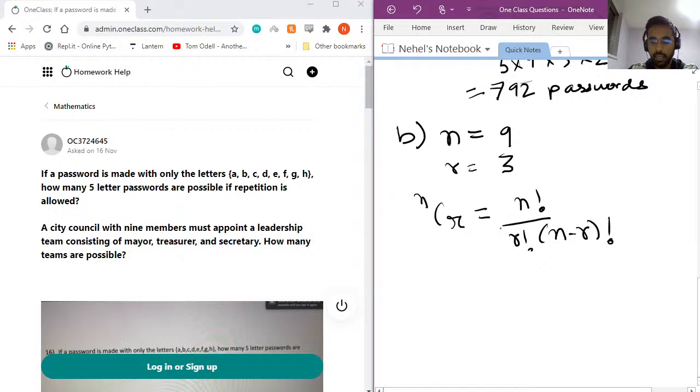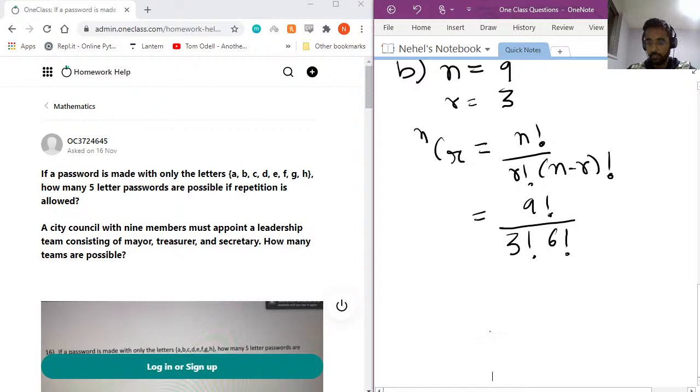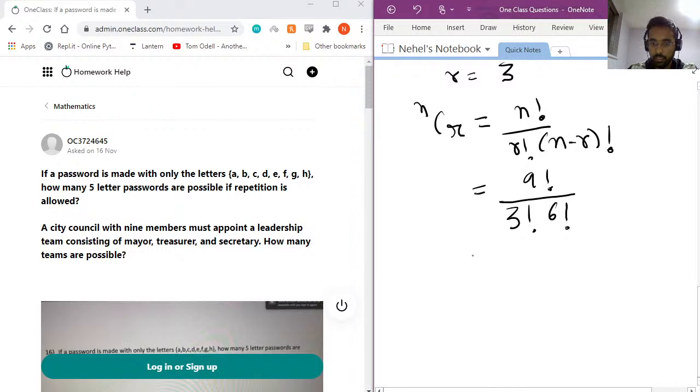So again, we know our n and r, so we can fill those in. So we would get 9 factorial divided by 3 factorial times 6 factorial. Similar to what we did in the question above, we can simplify the 9 factorial by cancelling out the 6 factorial. So we can write this as 9 times 8 times 7, the rest gets cancelled out, divided by 3 factorial, which is 3 times 2 times 1.